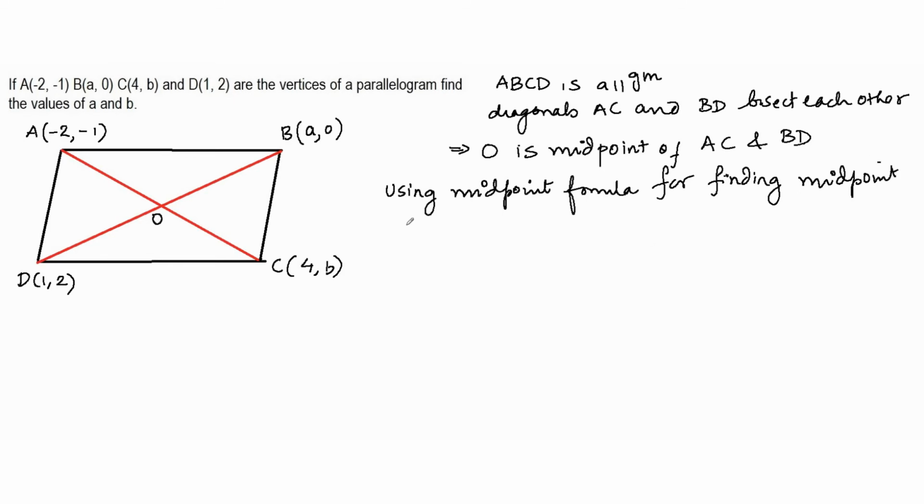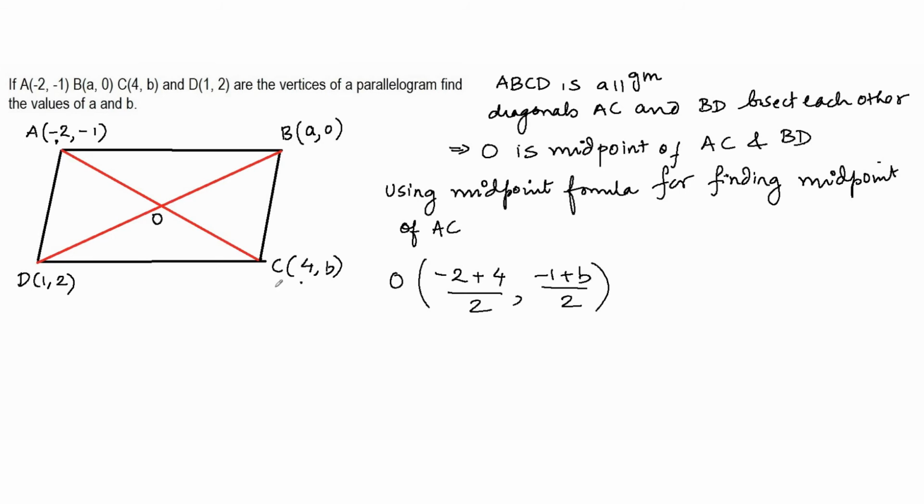So what I'm now going to do is find the midpoint of AC. The midpoint of AC is going to have coordinates (-2 plus 4) by 2. I've taken the x coordinates of A and C and taken their average. And the y coordinate is going to be (-1 plus b) upon 2. So I've taken the average of the y coordinates also.